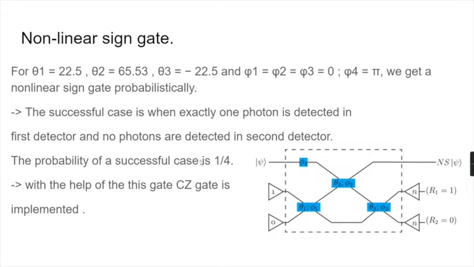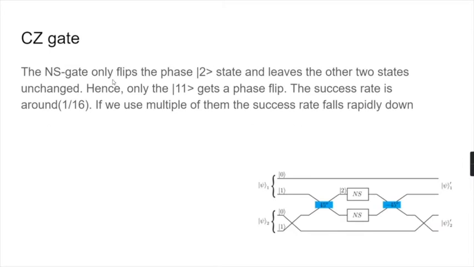While doing this, the success probability for the NS gate is only 1/4, which is quite low, since if you take four tests, only one of them passes. Then they implemented the CZ gate using two NS gates, and the success rate still falls, since the success rate of one NS gate is 1/4, and of the second NS gate is 1/4, total 1/16, which is quite low for the CZ gate, since we will use an exponentially large number of CZ gates in a large scale implementation.